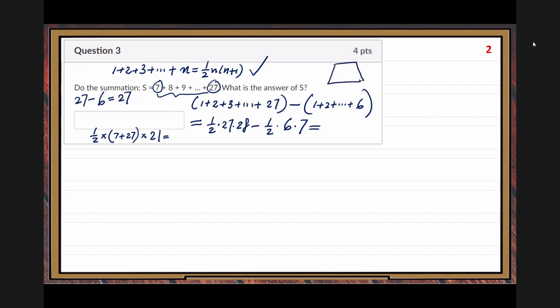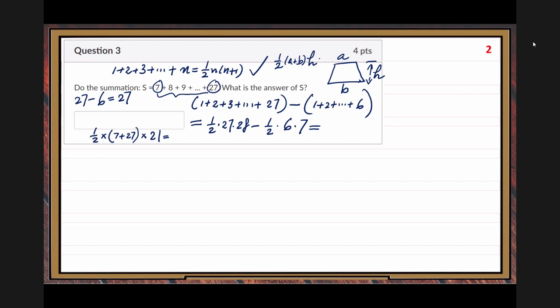In your middle school geometry class, all right? The top side A, bottom side B, the height H. What is the area? Area is 1/2 times (A plus B) times H.